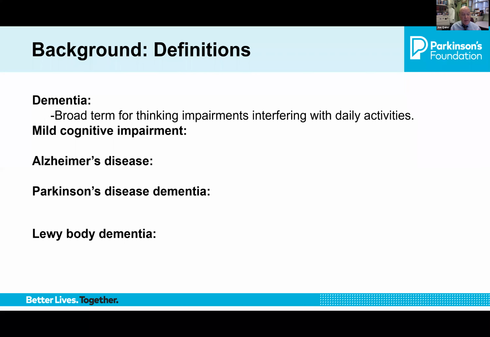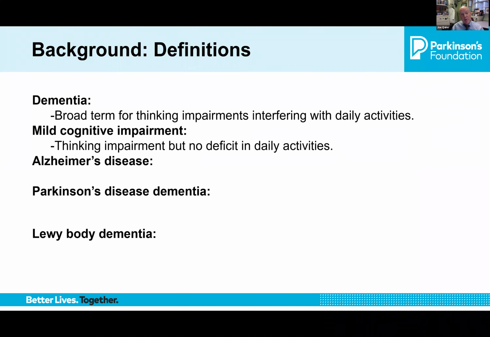There's another term that is used with increasing frequency in medicine and in the area of Parkinson's disease, and that's the term mild cognitive impairment. What we're trying to capture here is the idea that there are some instances where people have a thinking impairment that is more severe than the thinking changes that occur with normal aging, but it's not severe enough to interfere with daily activities. When the thinking impairment is at that level, we use the term mild cognitive impairment.